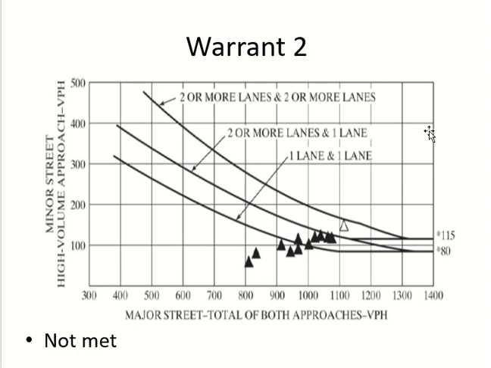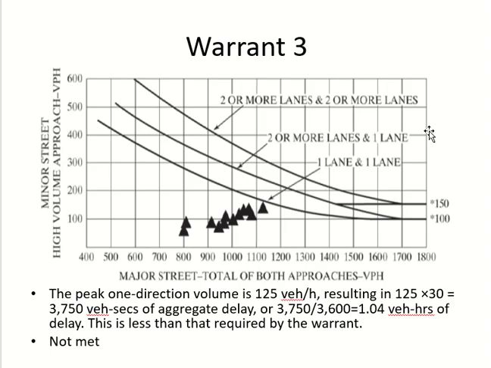The next one is for peak hour. Again, you will do the same thing. You will plot the 12 points, minor higher side and major both, and you are looking at again this curve and how many points you need above the curve? Peak hour, only one. This one has two conditions. This is condition 1.